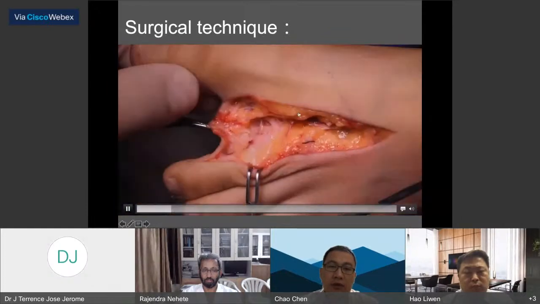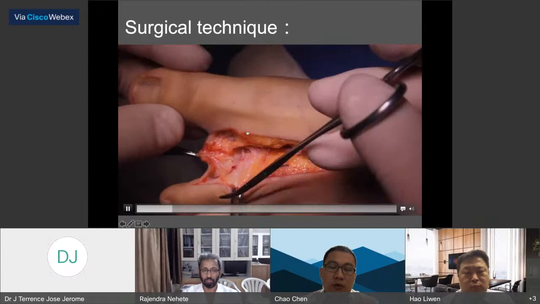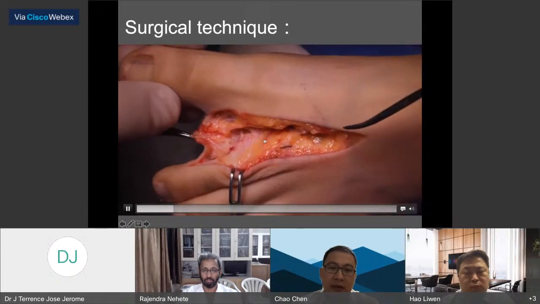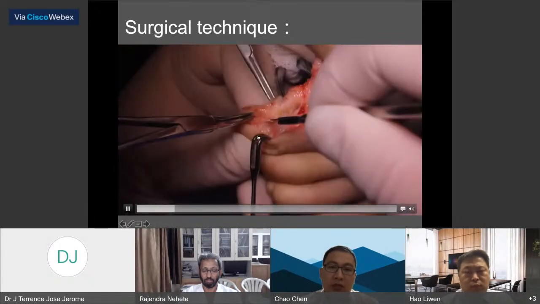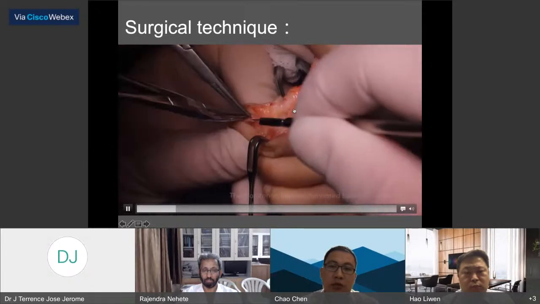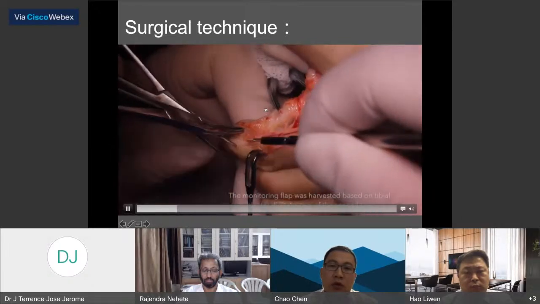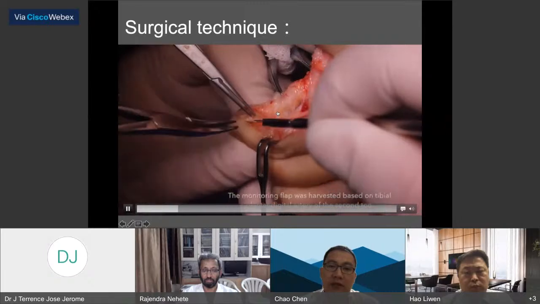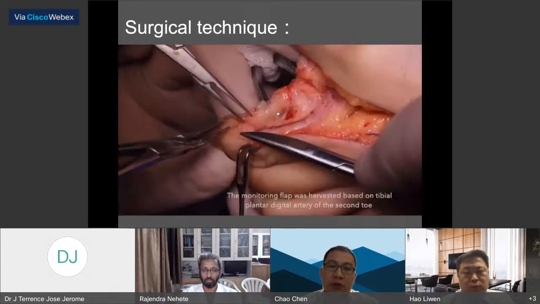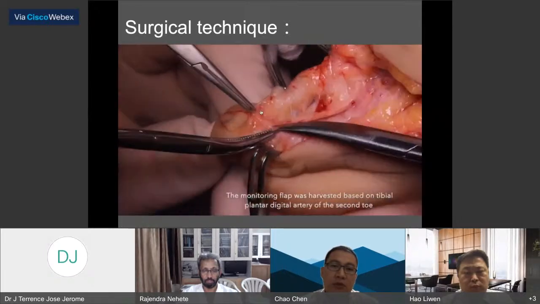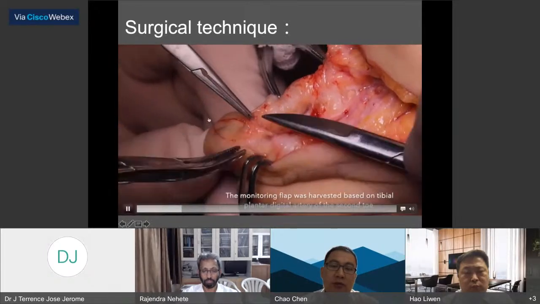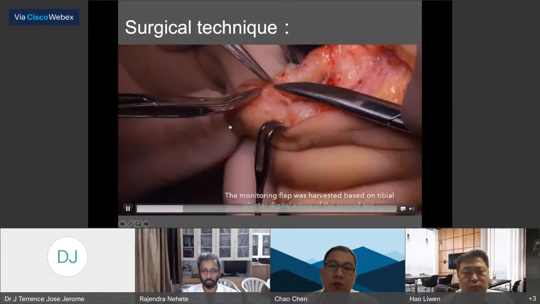And when we dissected out the FDMA and the branch to the proper distal artery to the second toe, we harvest the joint first. And this skin paddle is the monitoring flap for the joint.